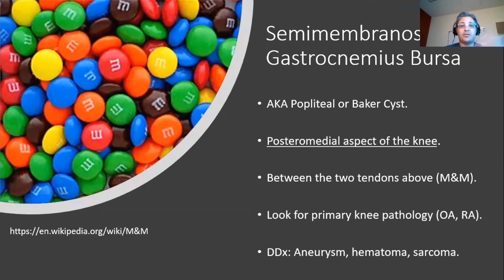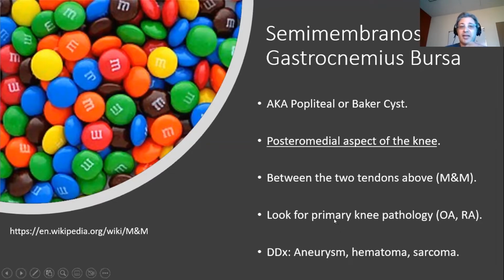The mnemonic that we use to teach our residents and fellows for identifying correctly the location of a Baker cyst is that bakers make M&Ms, hence the little reminder here with the M&Ms. So bakers make M&Ms. We're looking for a cyst, an inflamed bursa tracking between these two specific tendons, the semimembranosus and the medial head of the gastrocnemius in the posteromedial aspect of the knee.